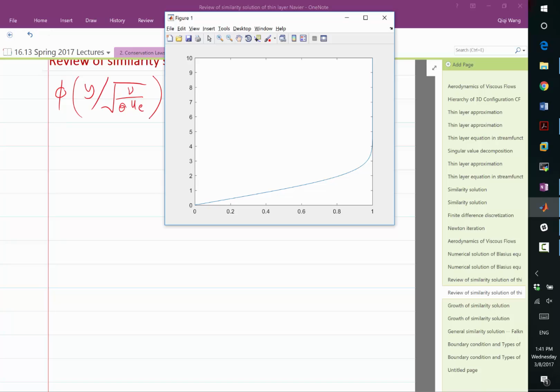Of course, we also have a scale in this direction, and from the boundary condition, we know that as y goes to infinity, phi prime should be ue. So this non-dimensionalization is basically phi divided by ue. We are actually plotting phi prime here, so the derivative of phi with respect to eta is non-dimensionalized by ue.